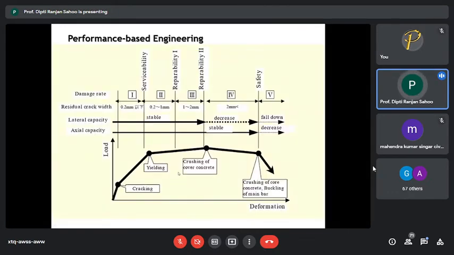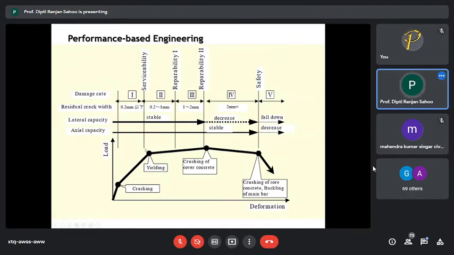Let me try to correlate this with concrete. When you apply earthquake load to a concrete building, the first thing you will notice is the cracking in the concrete. The second thing is the reinforcement bar yielding. The third thing you will probably notice is the crushing of the concrete. And the fourth thing, the most important, is the crushing of the core concrete of the column and buckling of the bars, which induces the collapse.